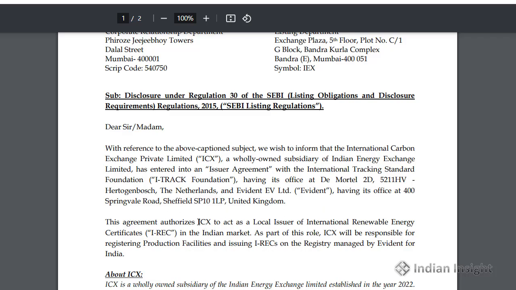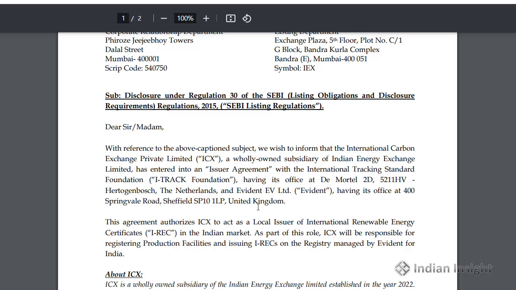And this agreement basically authorizes ICX to act as a local issuer of international renewable energy certificates in the Indian market. So as part of this role, it further mentions that ICX will be responsible for registering production facilities and issuing IRECs on the registry managed by Evident for India.